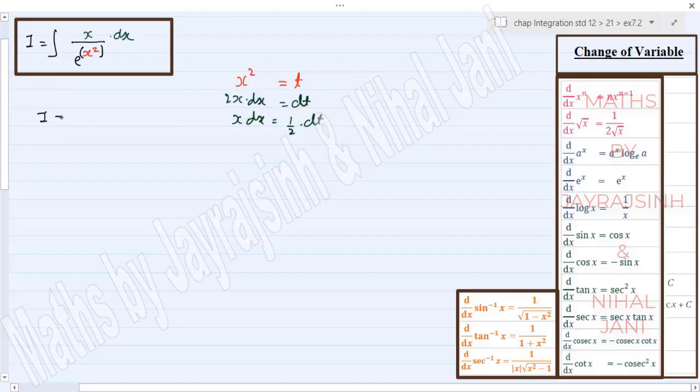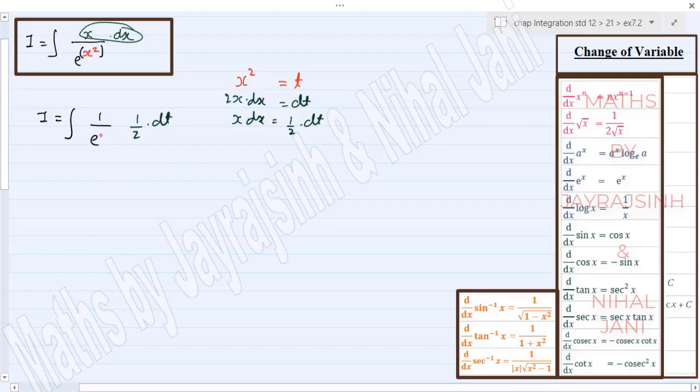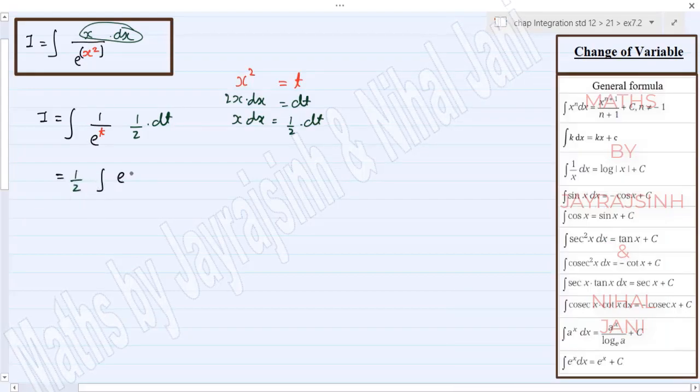So we are ready to modify our integration. Instead of x dot dx, we can write down 1 upon 2 dot dt, and 1 upon e raised to x square will become t. So we don't have to worry about 1 upon 2. Integration of e raised to minus t.